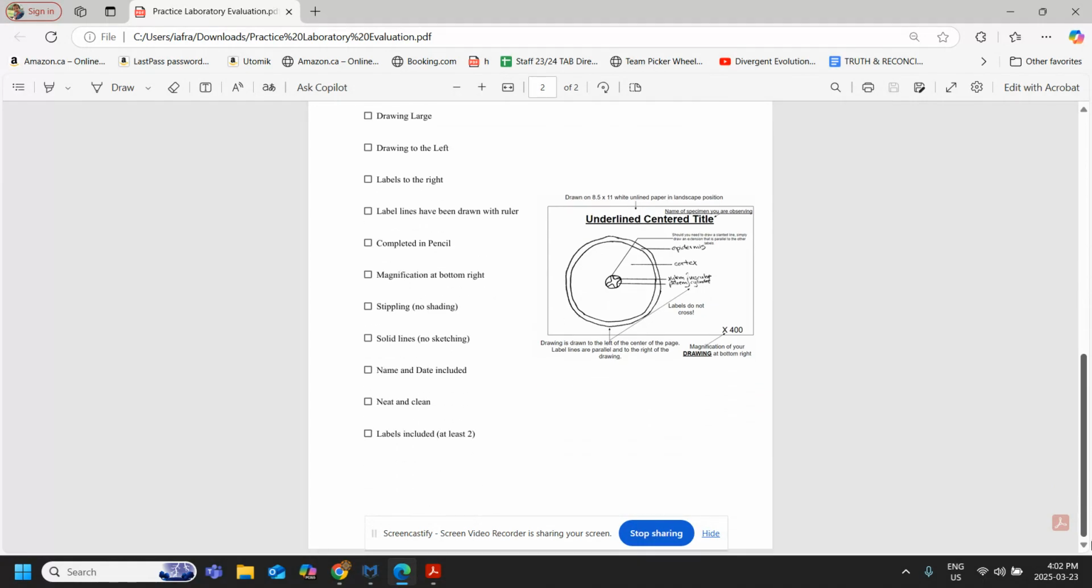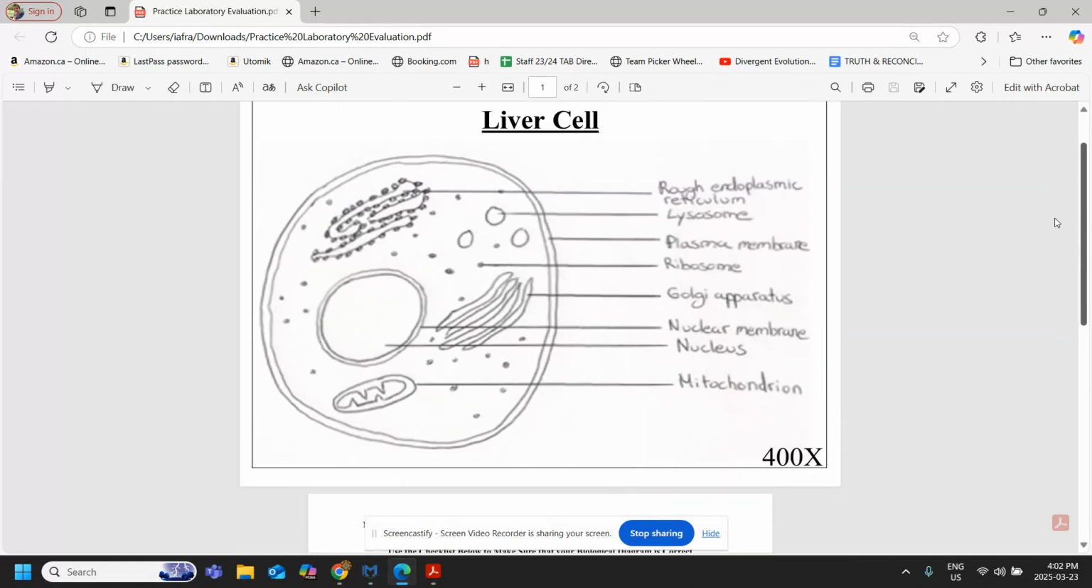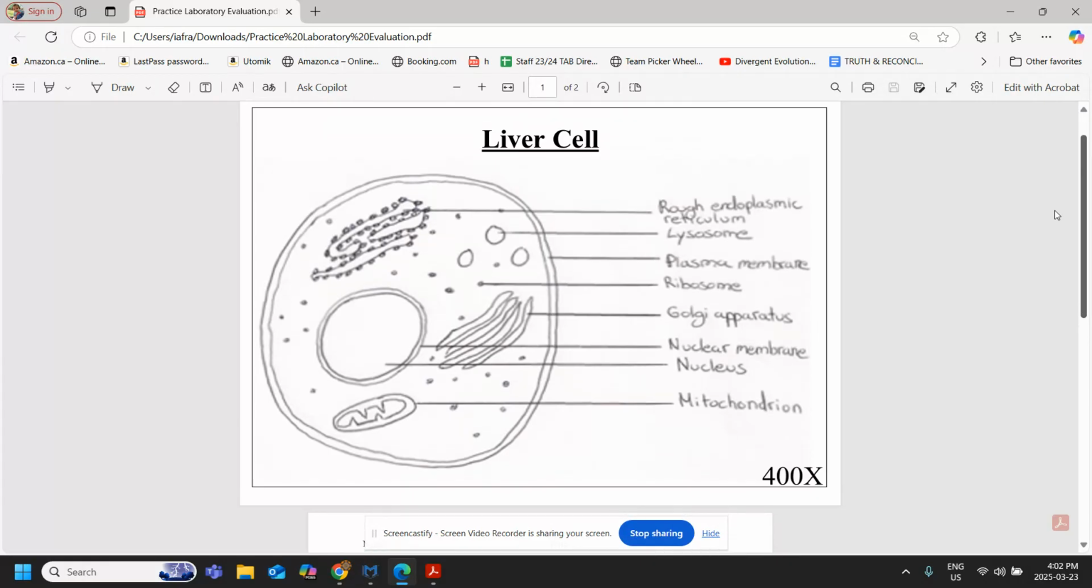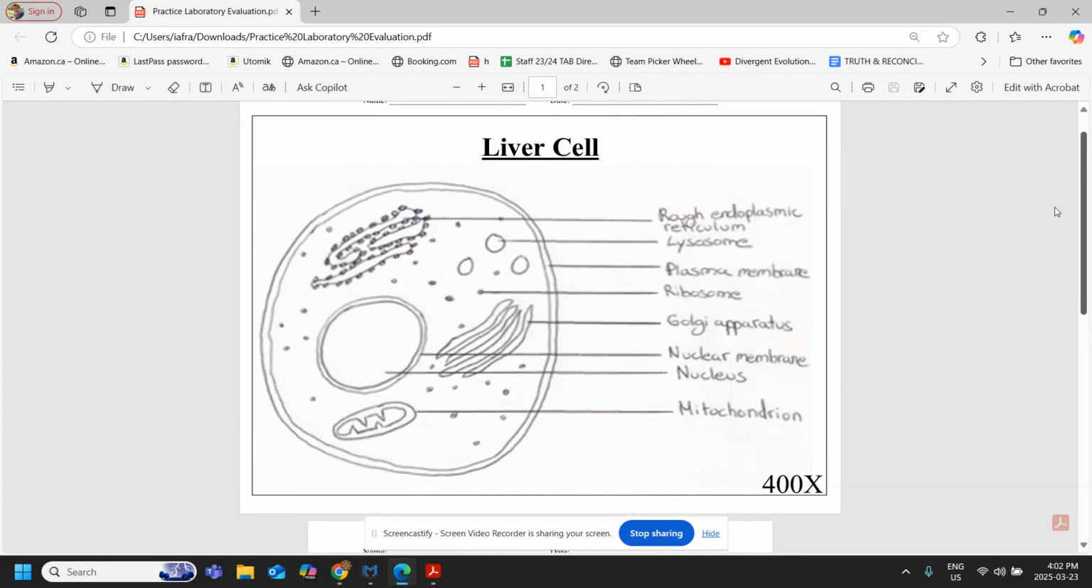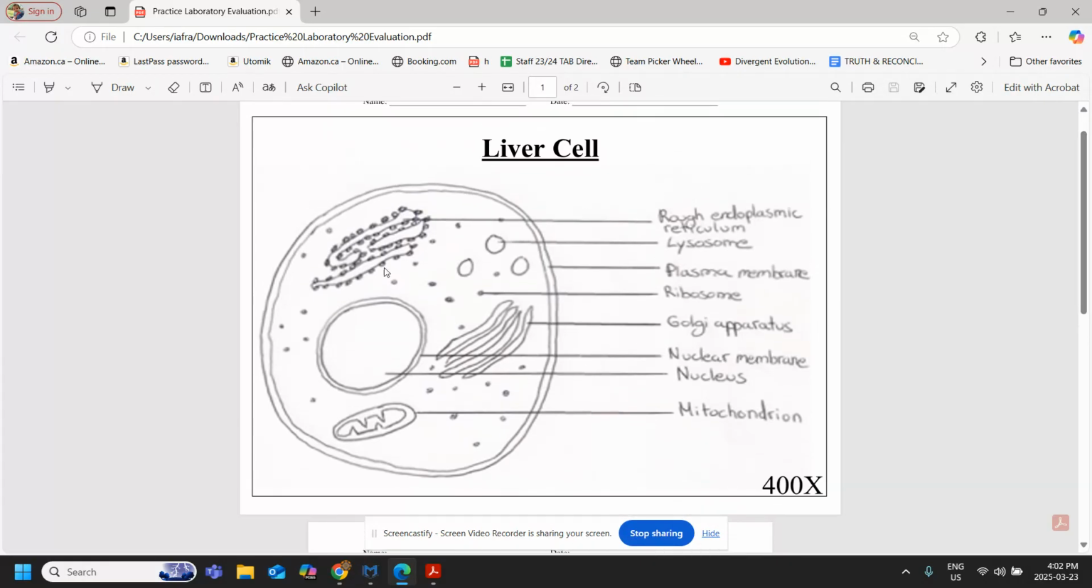more practice. So again, this was a quick overview of the biological drawing that I expect of you in grade 10 science, and typically you have the same format for most of the biology courses you're going to see.